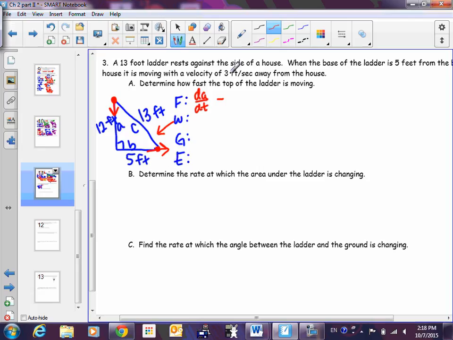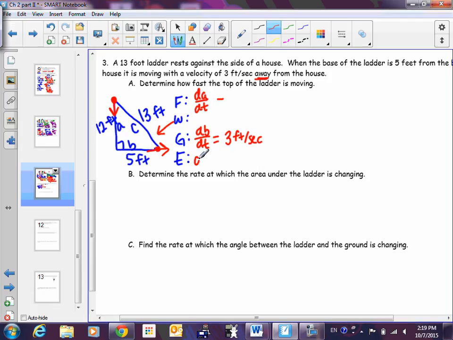I haven't dealt with that 3 feet per second. That's this rate of change. The base of the ladder is moving away from the base of the house. So what equals 3? Translate that into math. dB over dt, and that's 3, and it's going to be a positive 3, because although away makes me think negative, B is getting bigger. B is increasing.